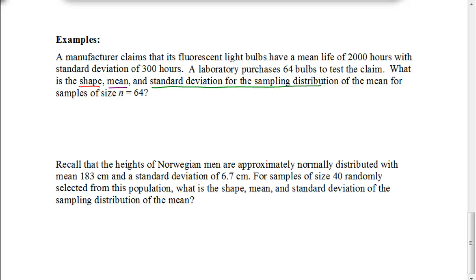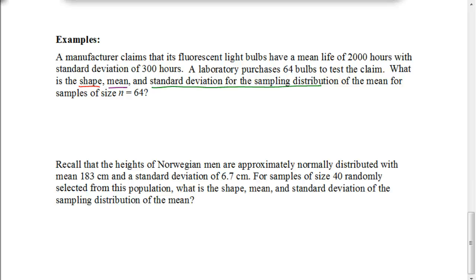So here we have a manufacturer that claims that its fluorescent light bulbs have a mean life of 2,000 hours with a standard deviation of 300 hours. And a laboratory purchases 64 bulbs to test the claim because it's not feasible for them to test every single light bulb that this manufacturer has made. So this laboratory tests 64 bulbs. We want to figure out what the shape, the mean, and the standard deviation for the sampling distribution for the mean would be when we're dealing with a size n of 64.